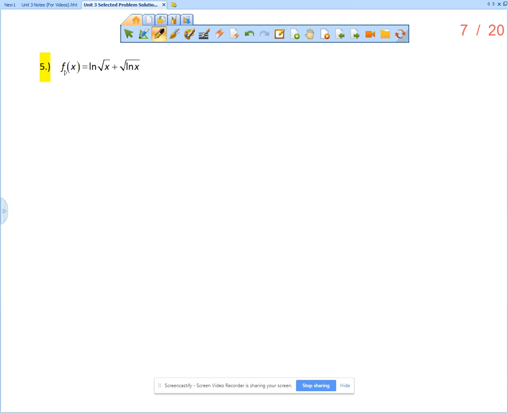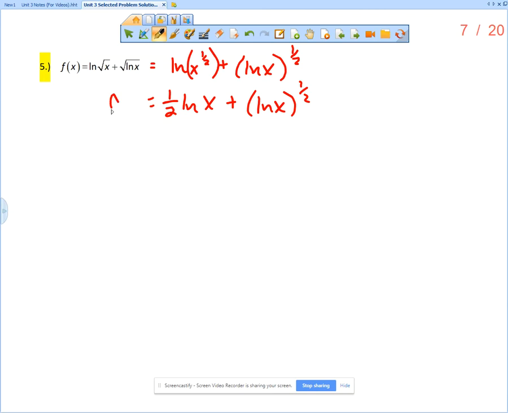All right, so if I'm trying to find f prime of x, first thing I want to do is rewrite this. So if I have the natural log of the square root of x, I can write that as the natural log of x to the 1/2 plus the natural log of x to the 1/2 power. Now, we can use a property of logs that says that for the natural log of x to the 1/2, as long as the 1/2 goes to whatever's inside of the natural log, we can bring the 1/2 out in front as a coefficient. So 1/2 natural log of x plus, but you cannot do that with the second one. The second one has to stay as is. So now that's f of x.